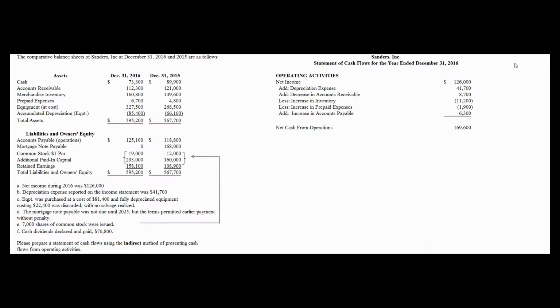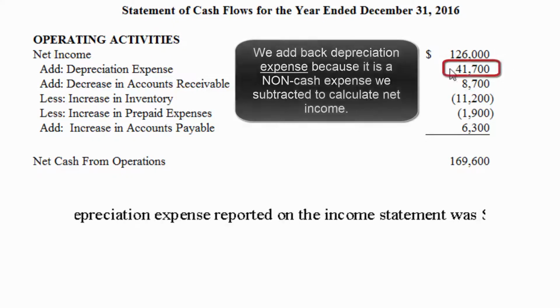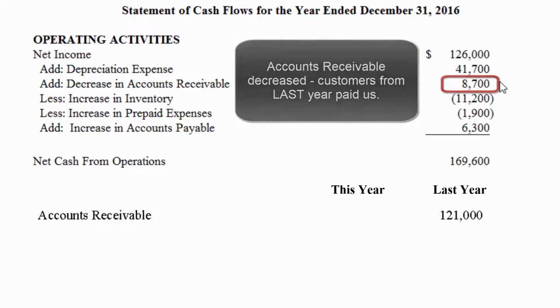Okay, so now we have the information and the skill set to complete the operating activity section. We start with net income. Remember, use the indirect method. So we start with net income and work backwards to get to cash. We have to add back depreciation expense. We subtracted that non-cash expense to arrive at net income, so we have to add it back. Accounts receivable decreased by 8,700. That means customers from last year paid us, so we've got more cash.